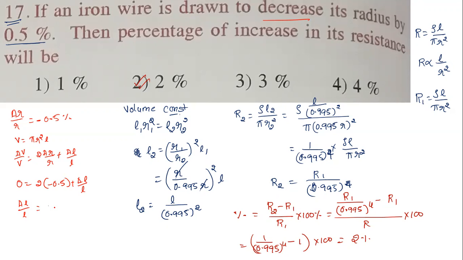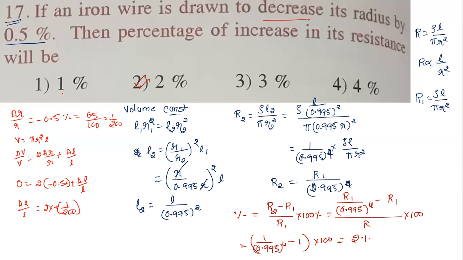How much will delta L by L become now? It is 0.5%. What does 0.5% mean? It is a percentage, so 0.5% means 0.5 divided by 100. It will be 1 by 200, right? So 2 into 0.5% with the negative sign becomes the positive sign, and it will be 1 by 200, right?